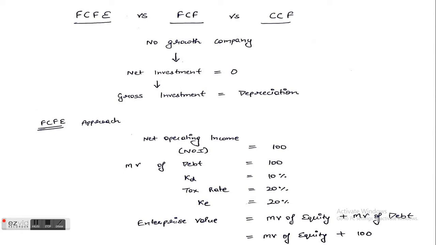The assumptions are: the net operating income is 100, the market value of debt is also 100, the cost of debt is 10%, the tax rate is 20%, the cost of equity is 20%. The enterprise value, as we know, is the summation of market value of equity and the market value of debt. We'll be solving this problem with the free cash flow to the equity approach first.